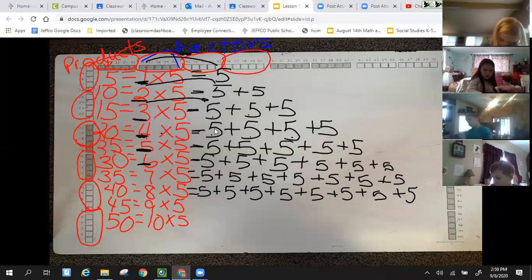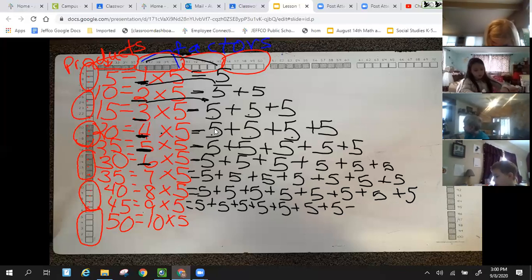Haley, what about 9 groups of 5? How many 5s will I add together? You'll have to add 5 plus 5 plus 5 plus 5 plus 5 plus 5 plus 5 plus 5. Let's count them. 1, 2, 3, 4, 5, 6, 7, 8, 9. I thought I'd run out of room, so I started writing smaller. And 9 groups of 5 would be the same as 9 times 5, which is 45.